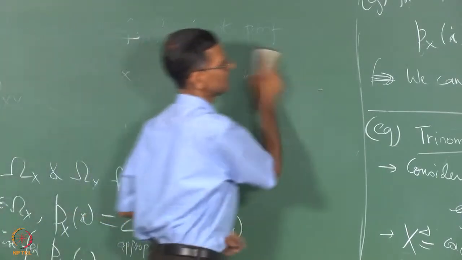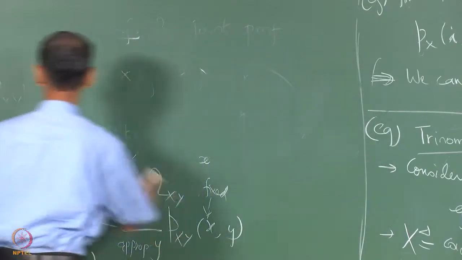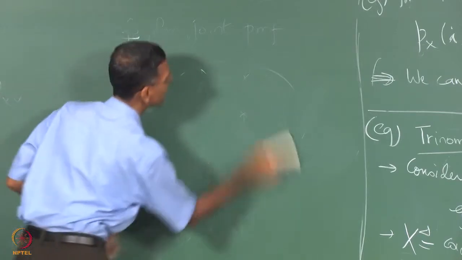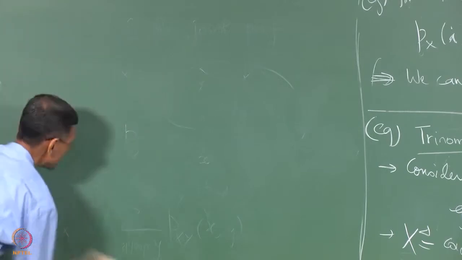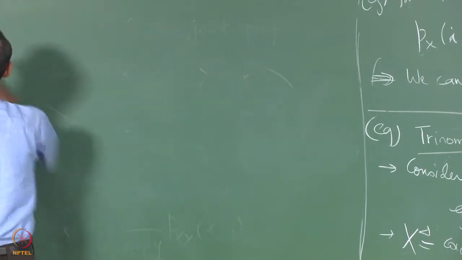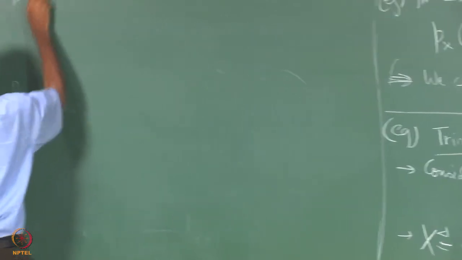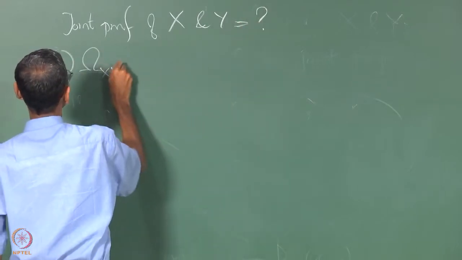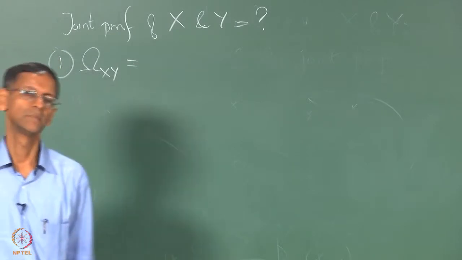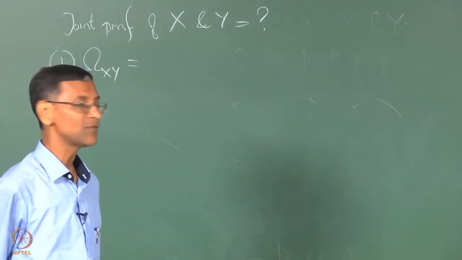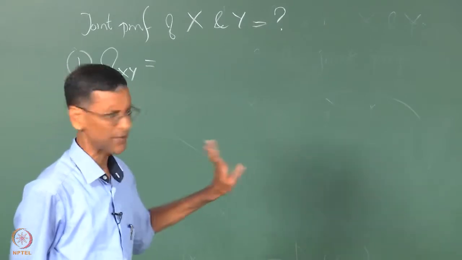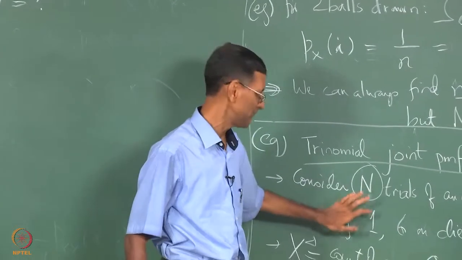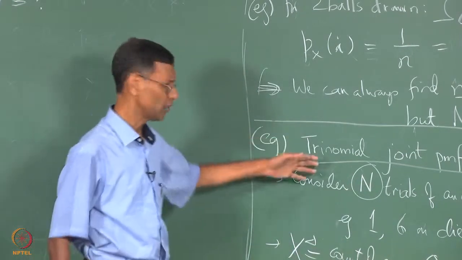Now, let us look at the joint Pmf of x and y. How would I write it? First step is omega xy. Identify this. x and y can individually take values from 0 to capital N. I have put capital N. I am going to stick with this; earlier we may have used small n, but for now I am going to use capital N only.